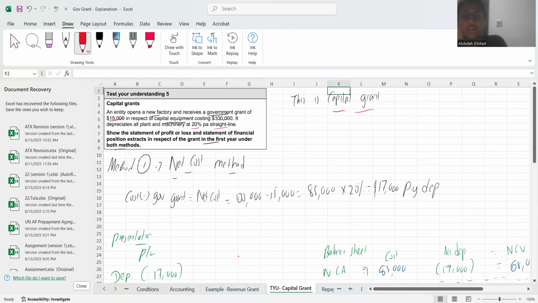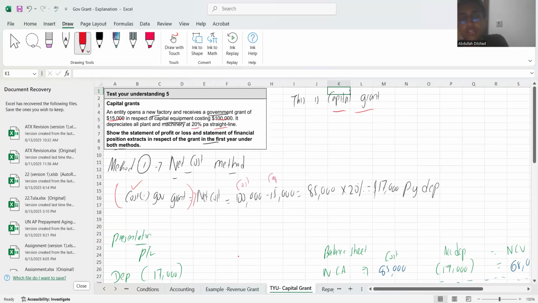Right. So what we'll do is from the cost, we'll be deducting the grant. We'll be arriving at a net cost. The net cost will obviously be lesser. Okay. Why will it be lesser? Because we are deducting the capital grant. Right. So 100,000 was the cost.